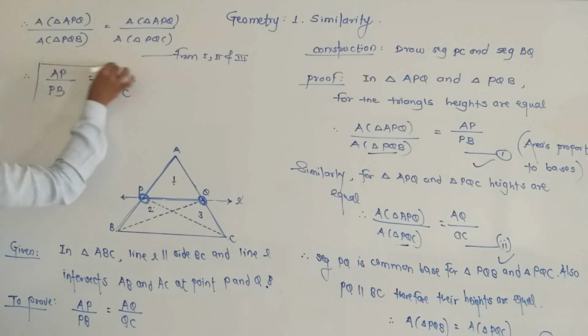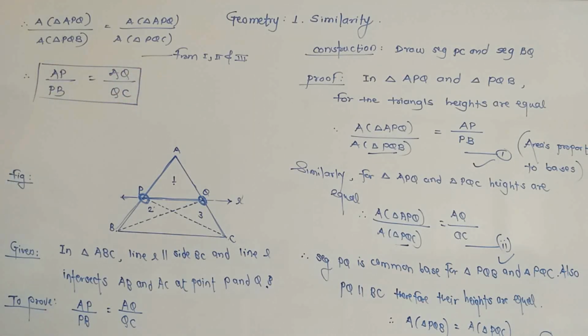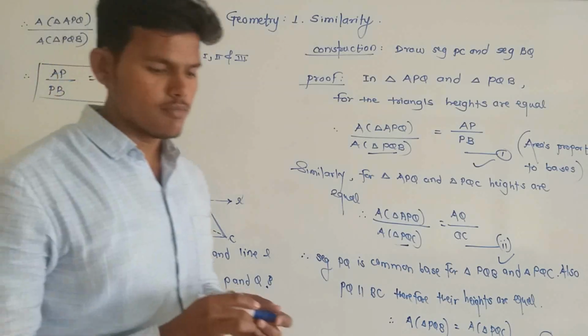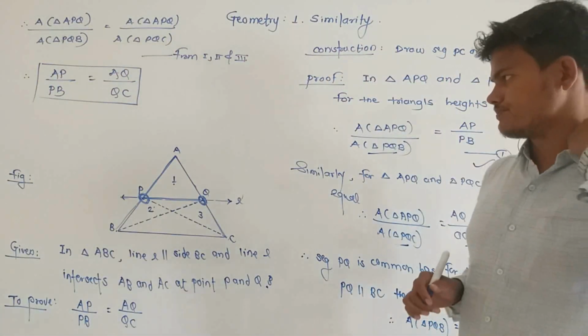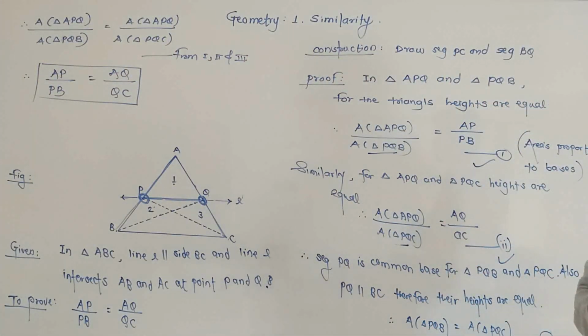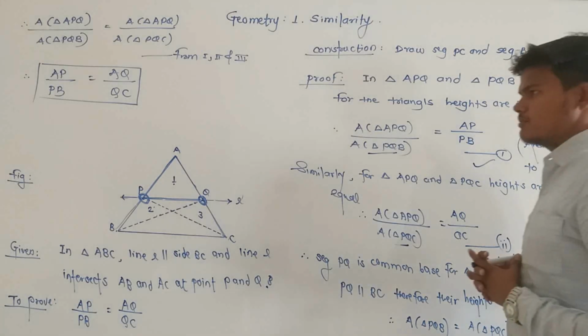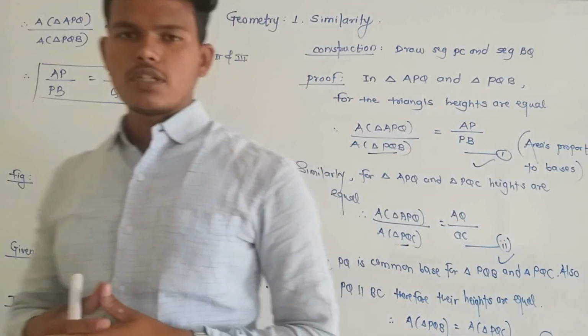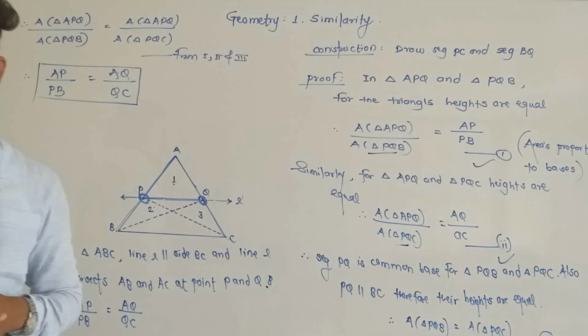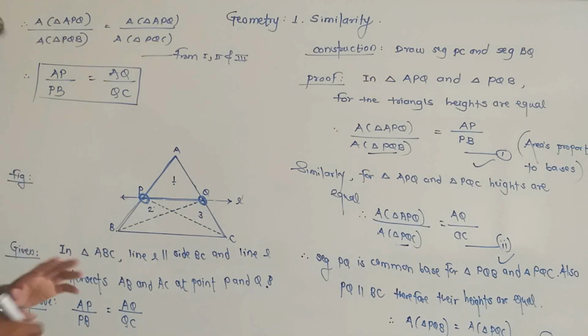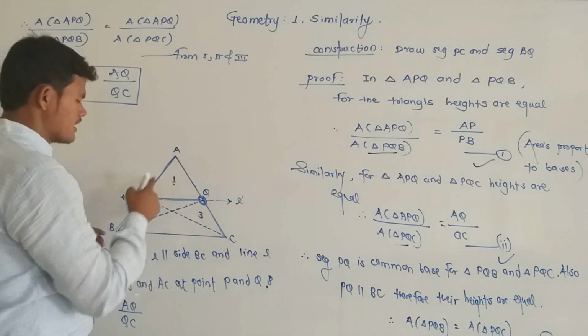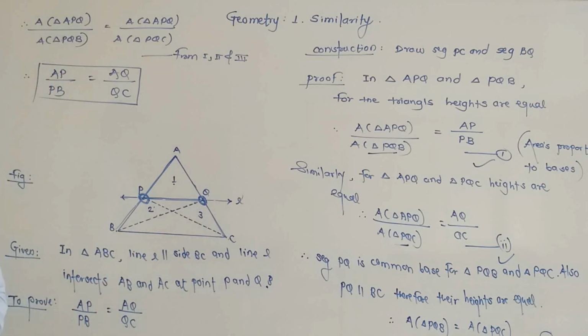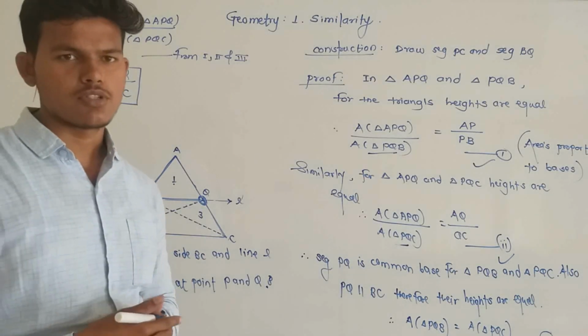This is what the basic proportionality theorem is, which is based on ratios of areas of triangles. So when we are using the BPT theorem, that is basic proportionality theorem, when will we use it? If a line is parallel to a side of a triangle, meaning if any one side of a triangle has a line parallel to it, then we are using the basic proportionality theorem.